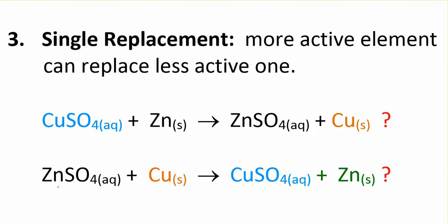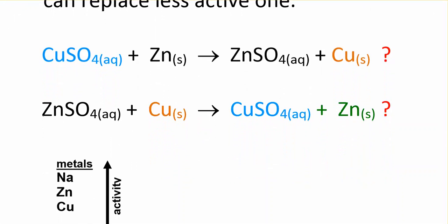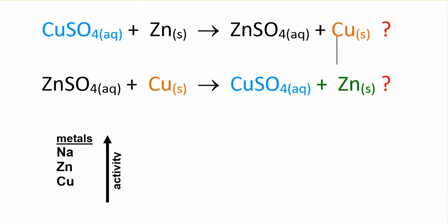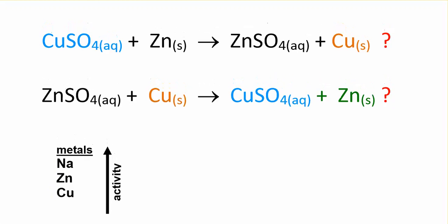Copper is replacing zinc. So only one of those can really occur, because the rule up here says that only a more active element can replace a less active element. Now, activities of elements are hard to predict, and there are tables in your textbook to show you which elements are more active. But let's just say this is an activity table. According to this table, zinc is up higher, so it's more active. Zinc can replace copper, but not the other way around. So if that's true, then the first reaction should occur.